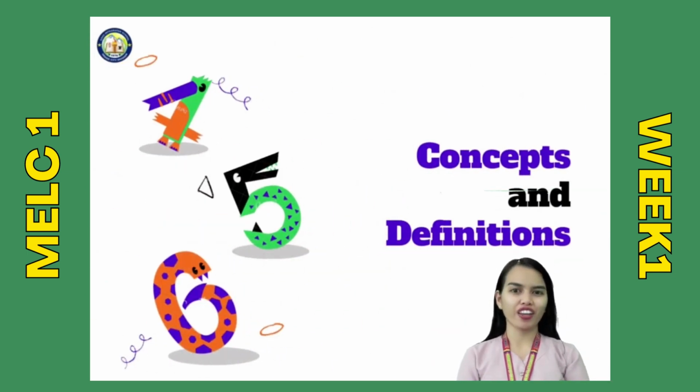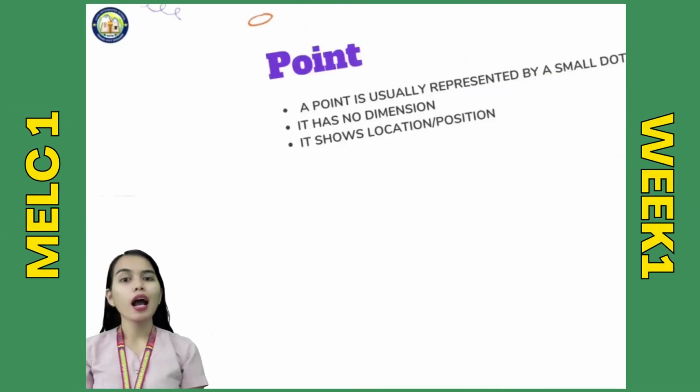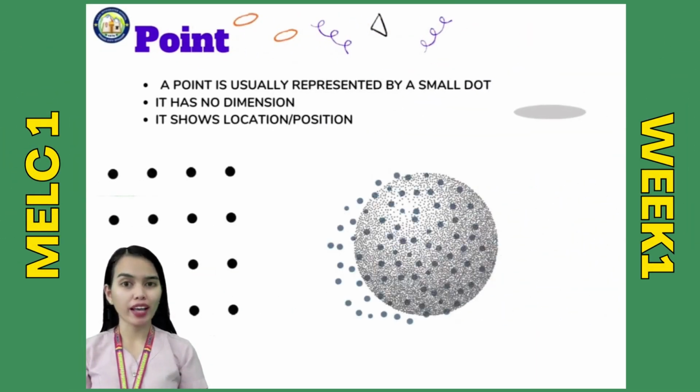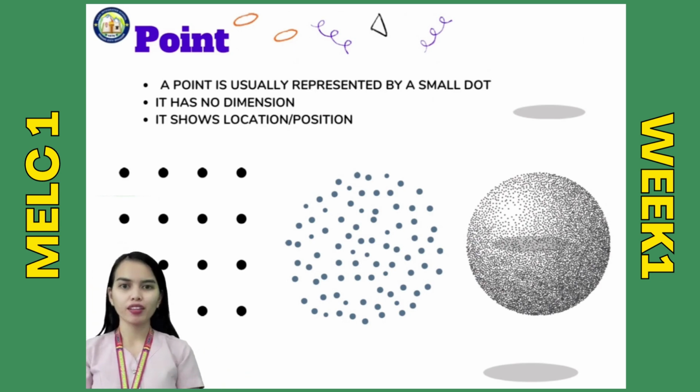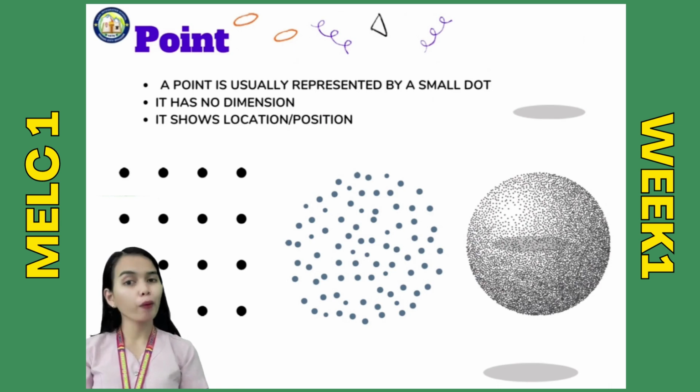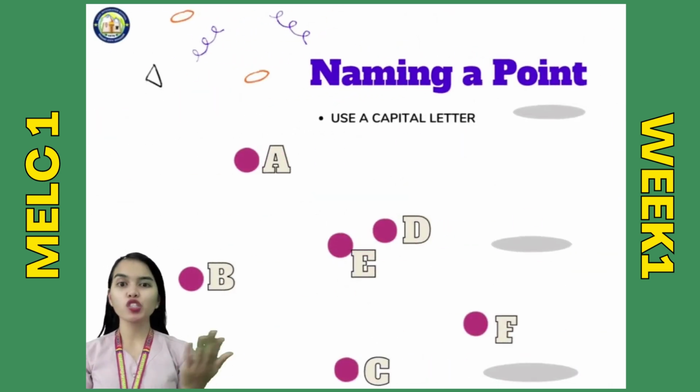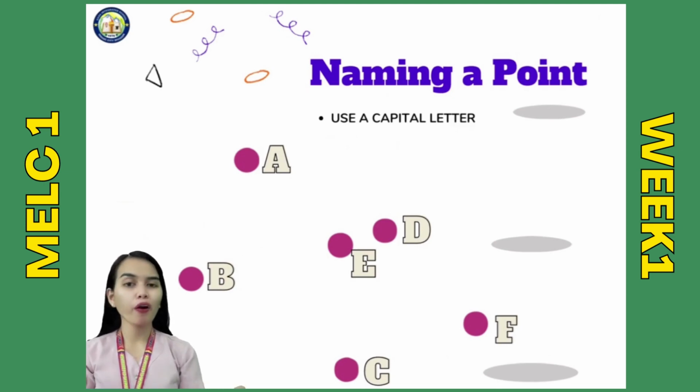Let us first identify the point. A point is usually represented by a small dot. It has no dimension, it shows location or a position. So these pictorial models being shown on the screen are examples of a point. Now, how can we name a point? In naming a point, we must use a capital letter. So in the examples being shown on the screen, we have point A, point B, point C, point D, point E, and point F. So these are examples of how to name a point.